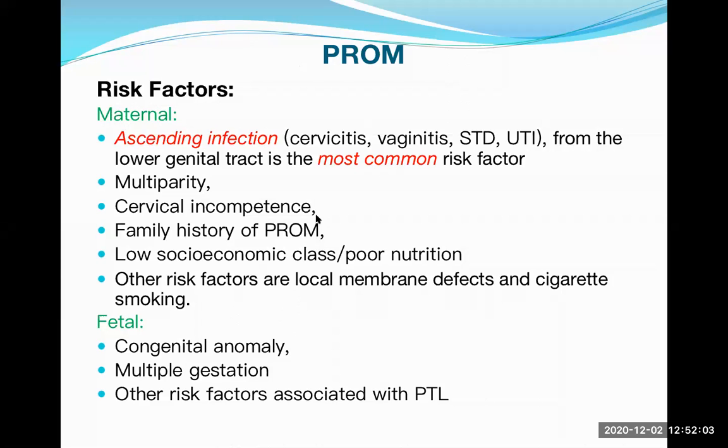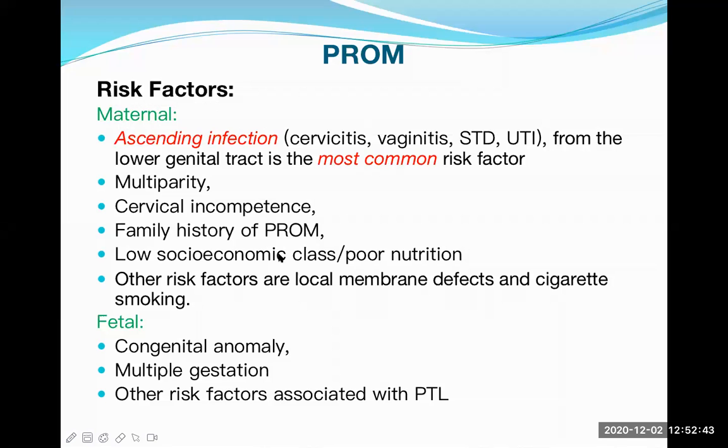Cervical incompetence. The cervix is open. It is not tight enough, and it is a common cause of recurrent abortion, especially in the second trimester. Apart from that, it can also lead to premature rupture of the membrane. Family history of PROM is a risk factor. Low socioeconomic status and poor nutrition is a risk factor. We really do not know what the connection is there. Probably it is not a direct connection, but it is associated with other problems. And other risk factors like a local membrane defect and cigarette smoking can also be listed here.